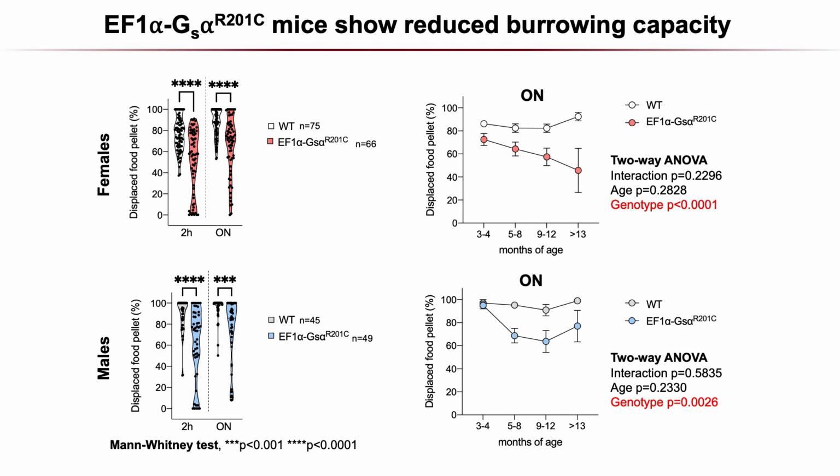So we have a clear difference between wild-type mice and FD mice, with FD mice showing a reduced capacity of burrowing. And then if we stratify all these results according to the age of the mice, we can see here that all FD female mice burrow less food at all ages analyzed, while male mice started having some behavioral signs of pain around 5-8 months of age.